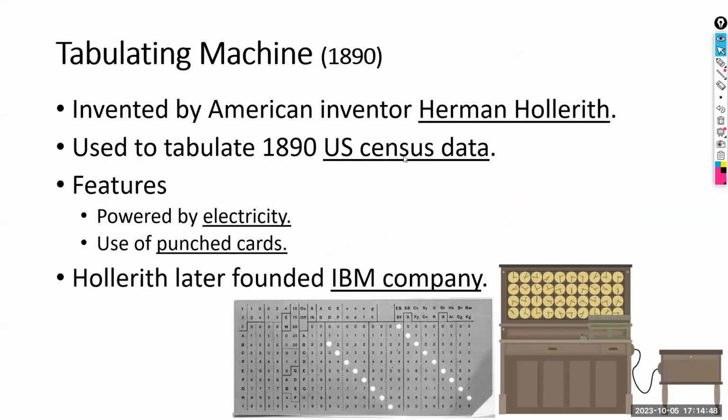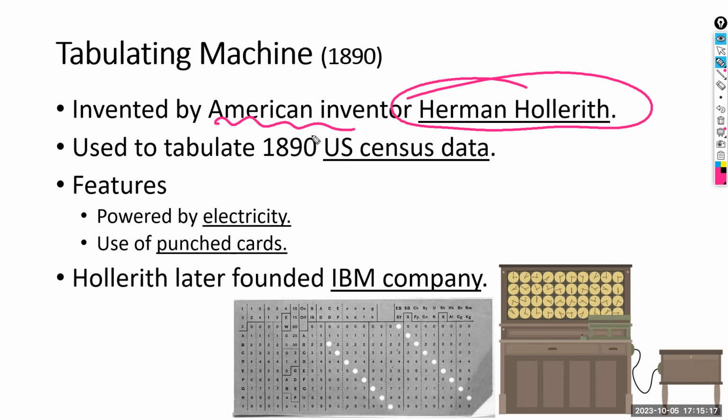Right. So let's look at the tabulating machine. This is 1890. Right. So very close to the 20th century. So this was the first electromechanical computer. What is the first electromechanical computer? The tabulating machine, developed by American inventor Hermann Hollerith.